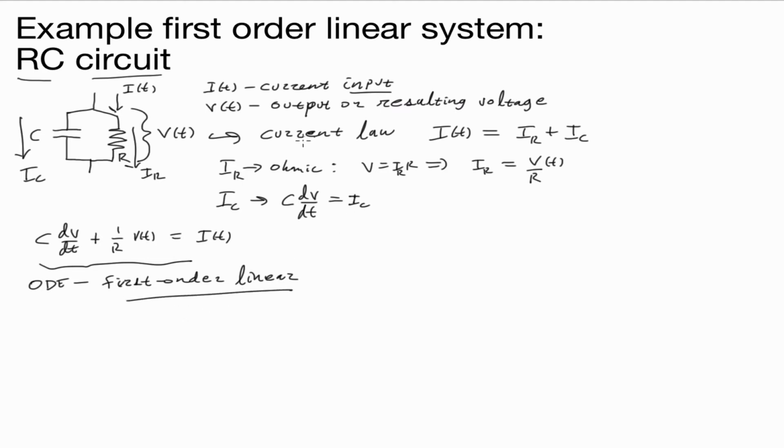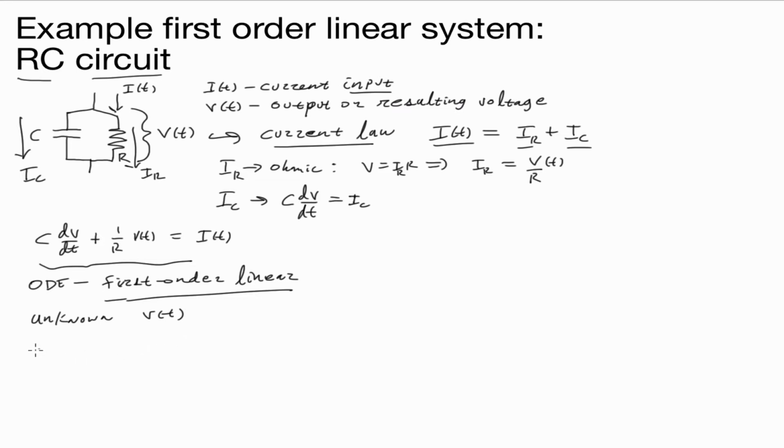Okay, and we got it through this current law, which is the conservation of current. It means the total current that you apply has to either go through the resistor or through the capacitor. No current can be gained or lost or disappear or magically appear. All of the current that flows in has to be accounted for. That's what this means. All right, so we have a first order linear equation, and our unknown, of course, is V of t. That's what we want to find, V of t.